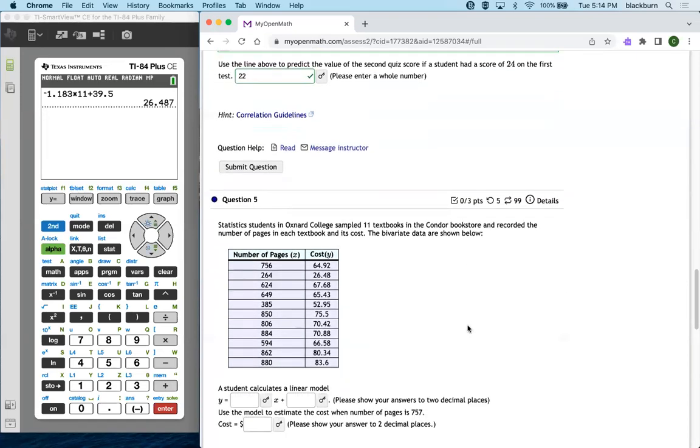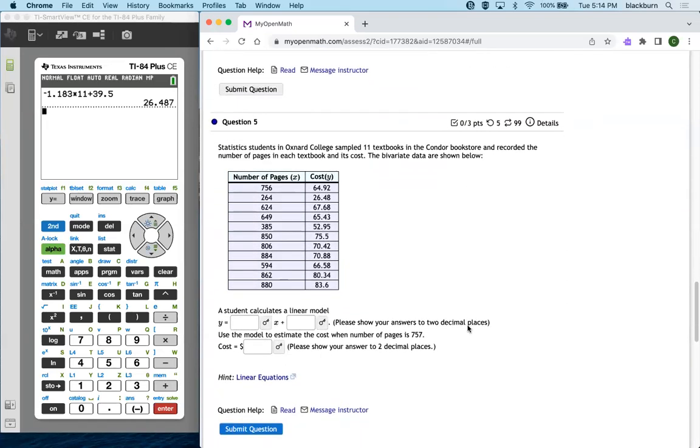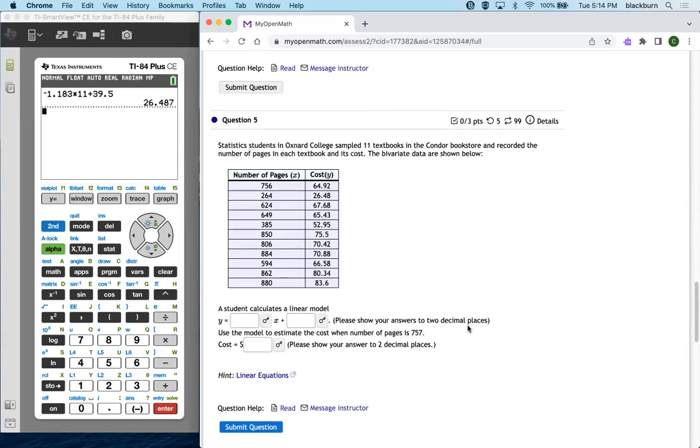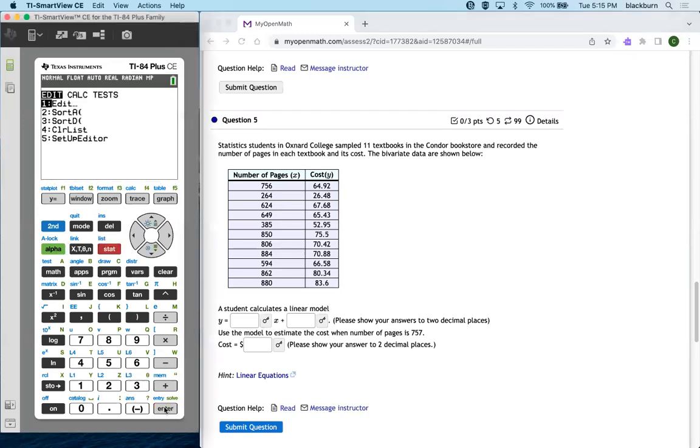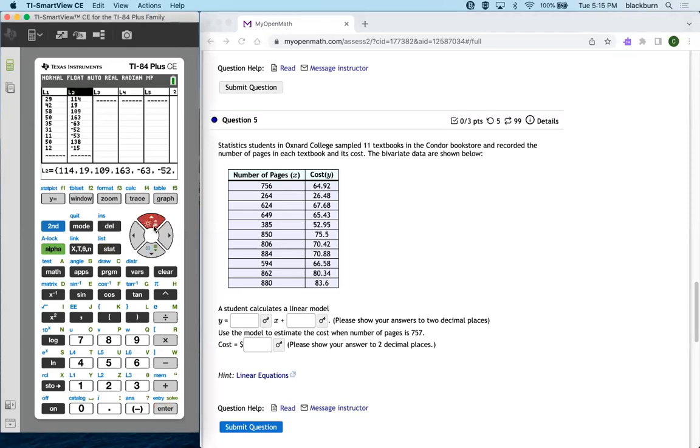Statistics students in Oxnard College sampled 11 textbooks in the Condor bookstore and recorded the number of pages in each textbook and its cost. This must be an old table, because ain't no way books are going to cost that little. Now they cost nothing because they're all online, which is nice. Okay, so I got to put these tables into my stat edit.